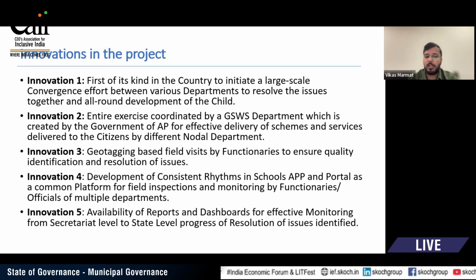And then we had dashboard level monitoring by the Chief Secretary sir, by the Special Chief Secretary sir, by the Commissioner sir, which was not easy to do, because we have to make a dashboard in a very simplistic manner. So we did that as well. Next.